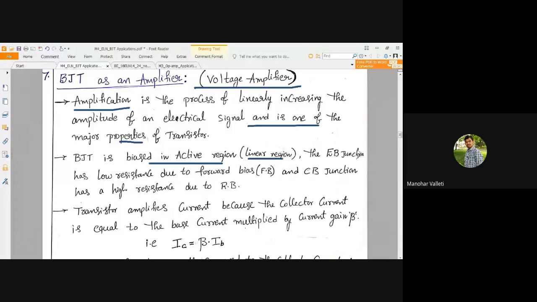And we are saying that transistor means transfer of resistance. The emitter base junction is forward biased, so it has low resistance, and the collector base junction is reverse biased, so it has high resistance. So the transistor transfers the signal from the low resistance path to the high resistance path, right?